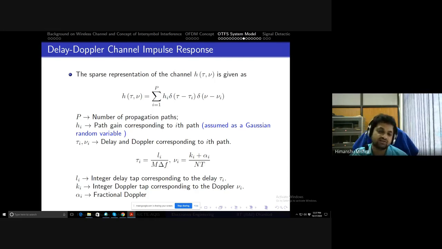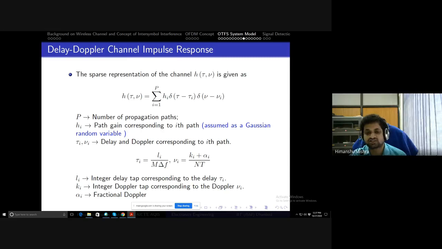Even if we neglect it, a little bit of distortion will occur. Some papers consider this fractional part, and some papers neglect the fractional part to make things easier. But this is not a big effect, it is a very small thing. You can always include fractional Doppler, the concept of fractional Doppler.